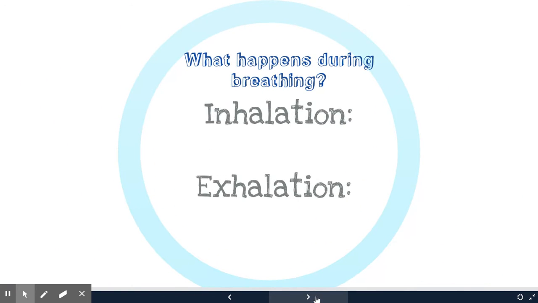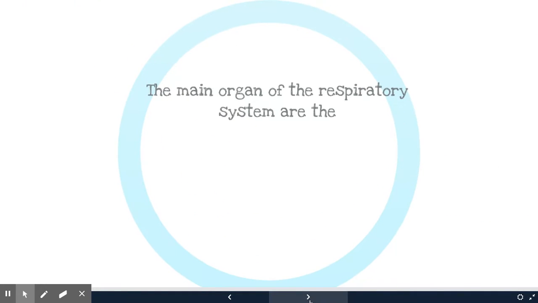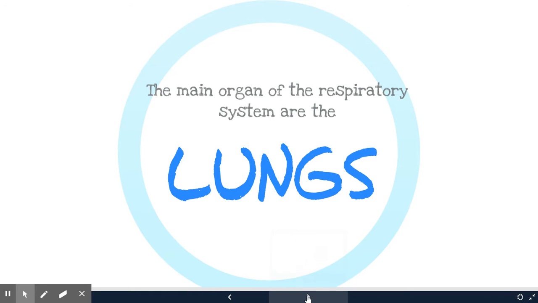What happens during breathing? When we inhale, we take in oxygen into our body. So when we breathe in, we take in oxygen. When we breathe out, we release carbon dioxide out of the body. The main organ of the respiratory system are the lungs. These are the most important part of our respiratory system.